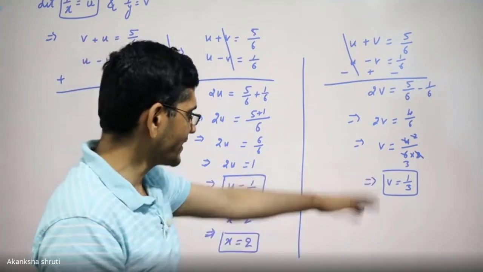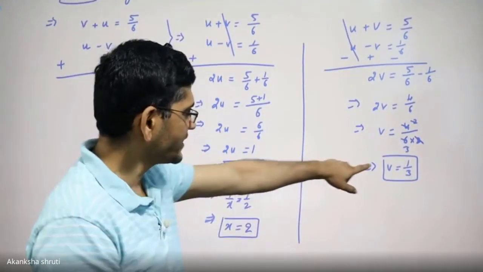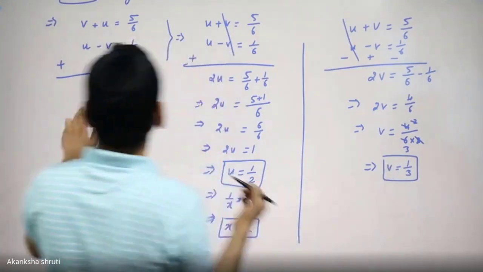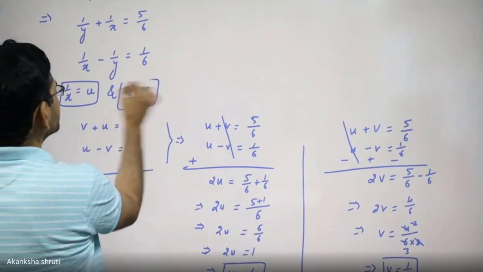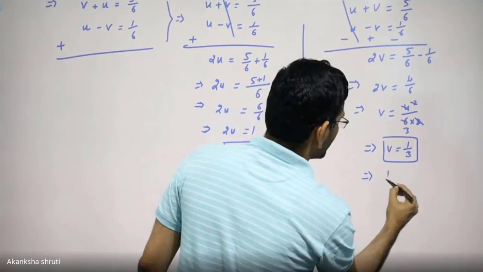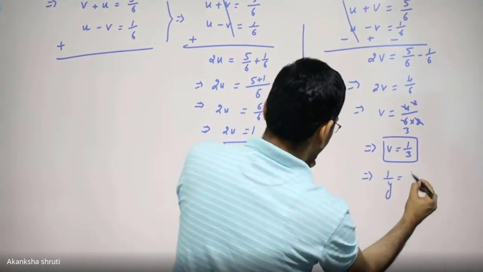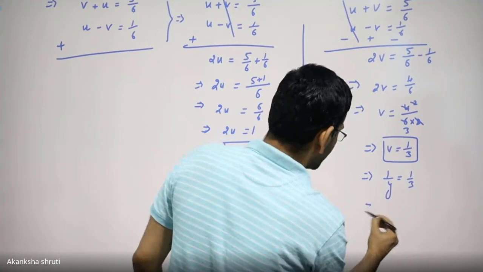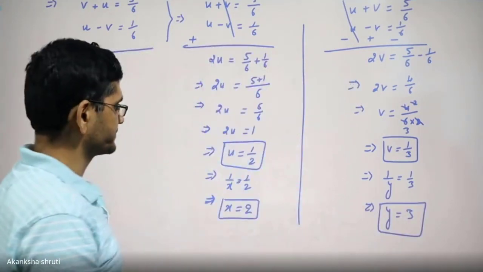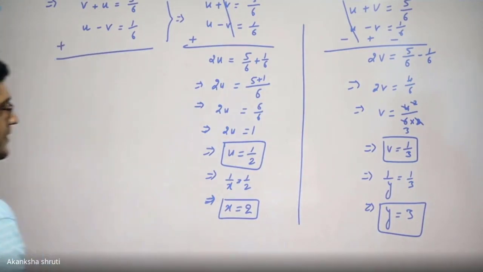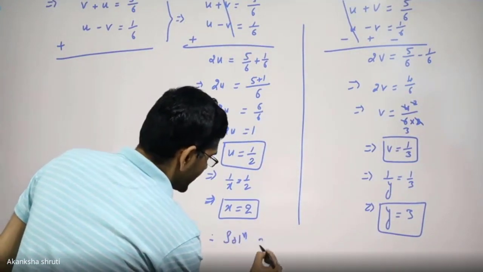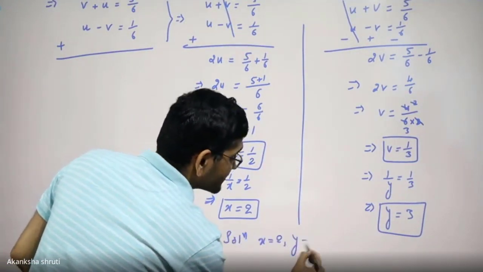This is not the answer. The answer that we need is y, not the v. But what is this v, students? What we have done in this substitution, go back, it is 1 by y. So this implies 1 by y is equal to 1 by 3. Take the reciprocal, y becomes 3. This is the required answer. Therefore, what is the solution? Therefore, the solution is x is 2, y is 3.